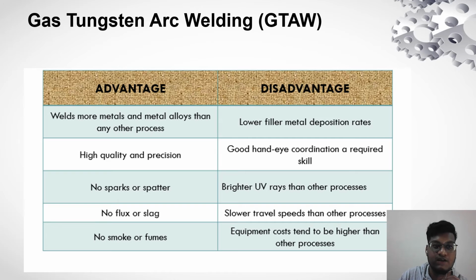7.4.1b. So, advantages and disadvantages of gas tungsten arc welding. Advantages: welds more metals and metal alloys than any other process, high quality and precision, no sparks or spatter, no flux or slag, no smoke or fumes. Disadvantages: lower filler metal deposition rates, requires good hand-eye coordination and skill, brighter UV rays than other processes, slower travel speeds than other processes, and equipment costs tend to be higher than other processes.